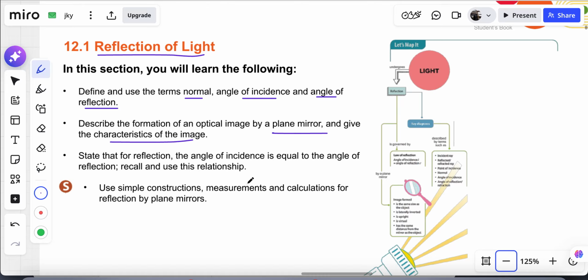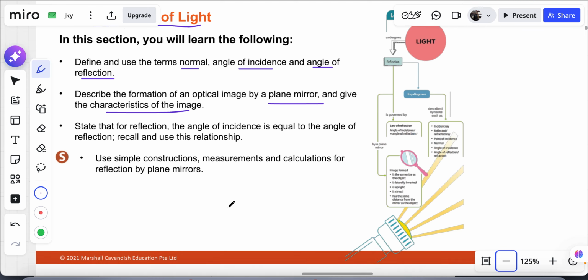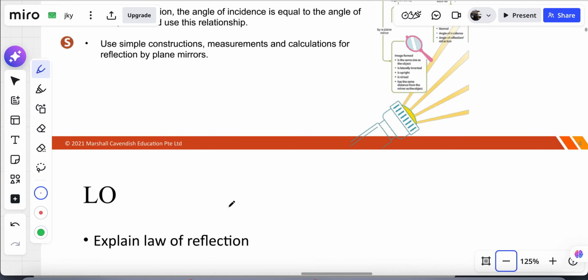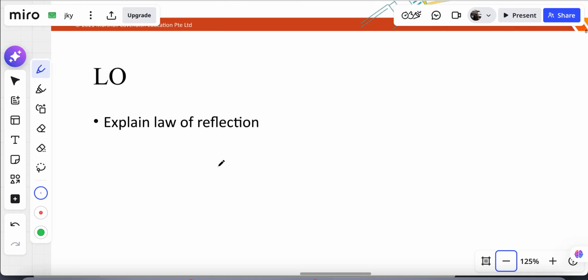Now, we're also going to state that for reflection, the angle of incidence is equal to the angle of reflection. We're going to recall and use the relationship for this simple case. And then we're also going to use simple constructions, measurements, and calculations for reflection by a plane mirror. Now, the first objective, what we're going to learn, is the law of reflection.